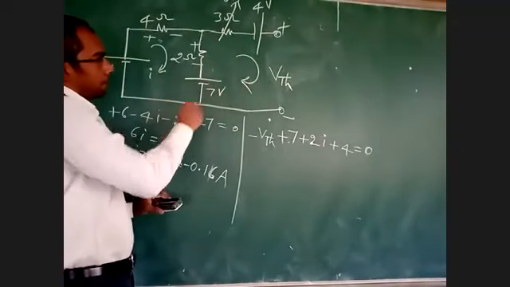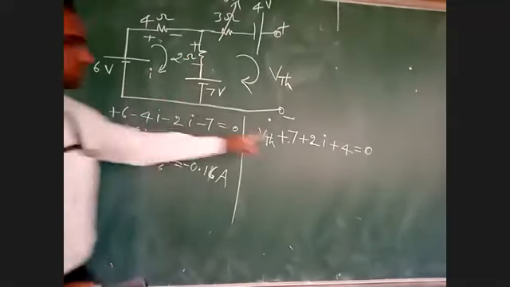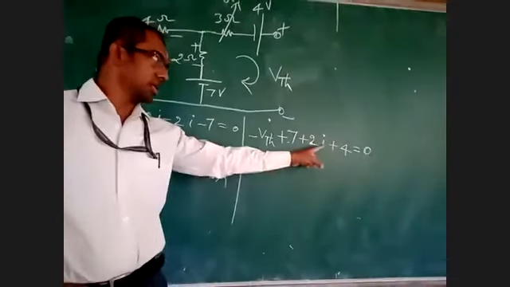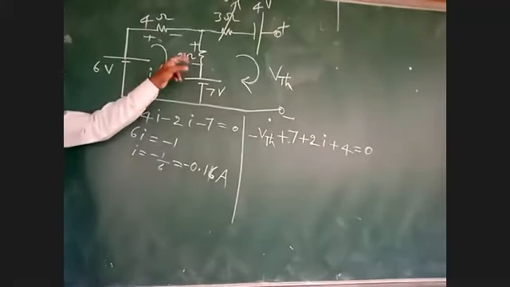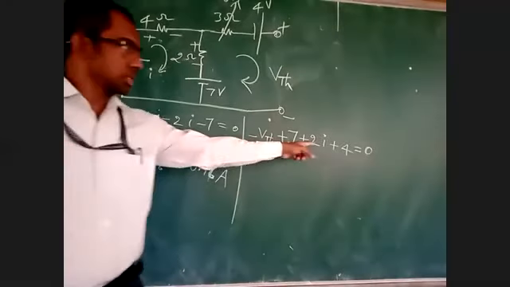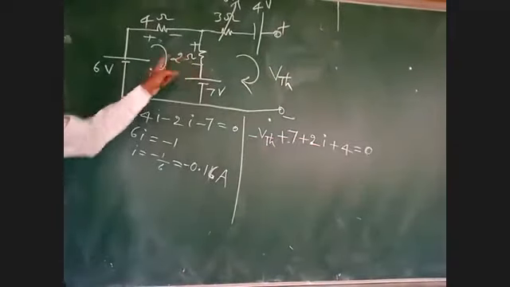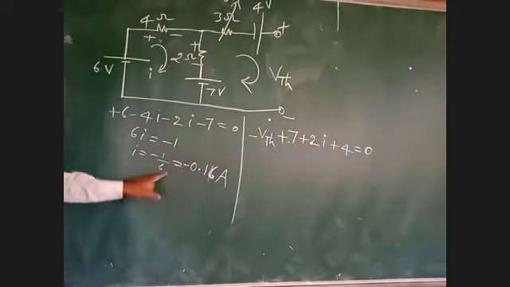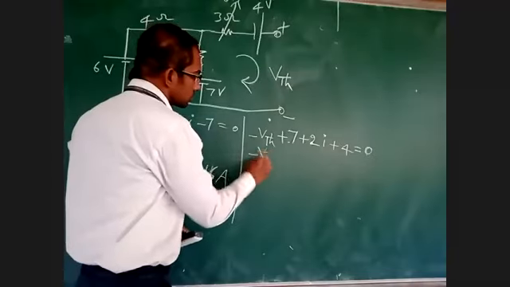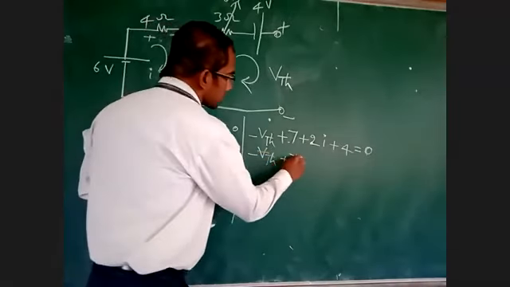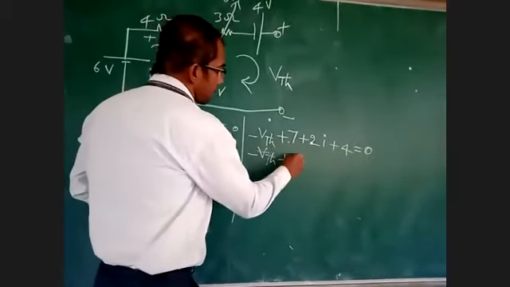Now here, what is I in 2 ohms? Why am I determining I? Because in this equation I need I for determining the voltage. That's why I am determining the current in 2 ohms. If you see, I need the current in 2 ohms. That's why I am determining the I value, which is minus 0.16. 7 plus 4 is 11.